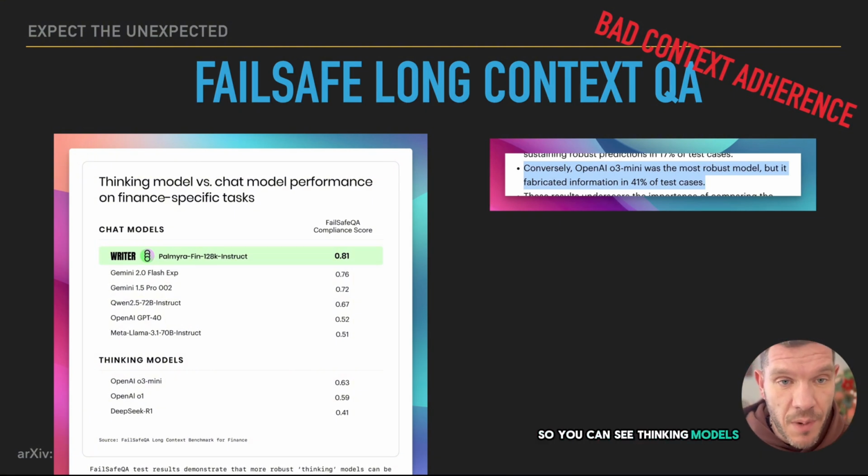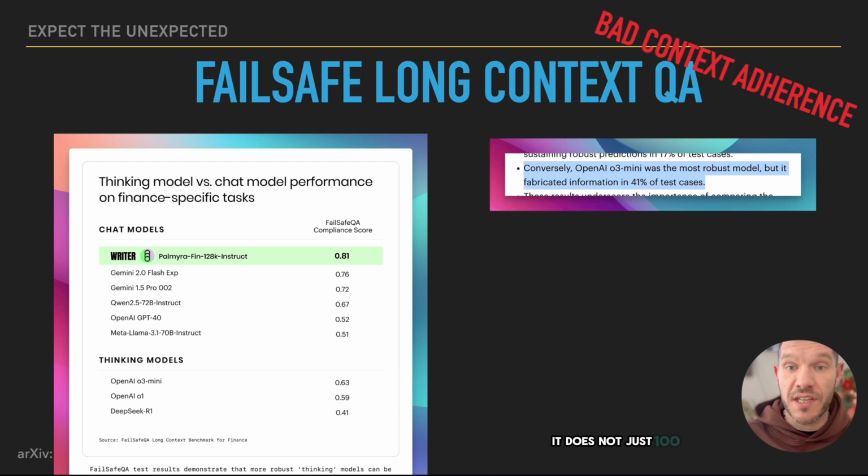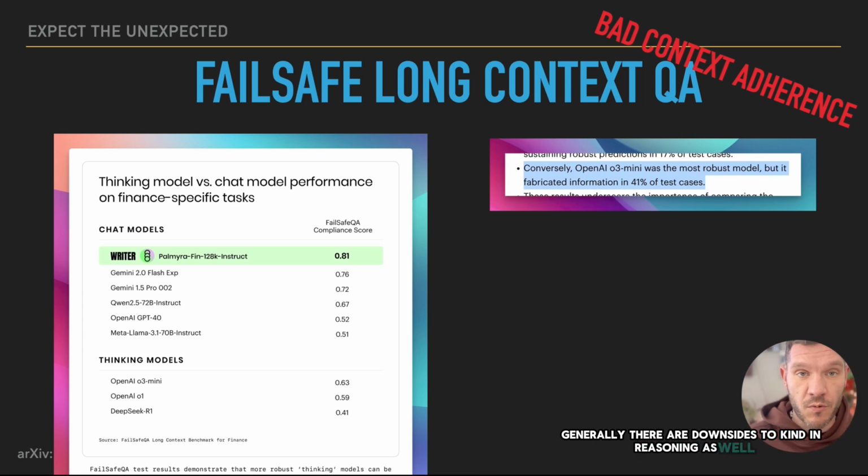So you can see thinking models are around the 60s and 59s. And they did measure orthomania in o1. Again, not an LLM as a judge task, but it shows that reasoning does not just 100% mean better at any task generally. There are downsides to reasoning as well.